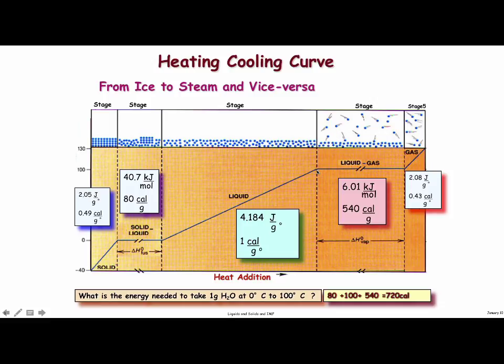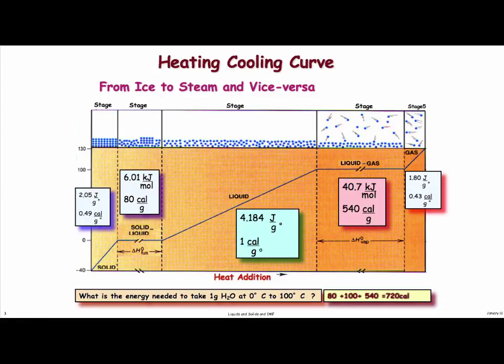But that happens at a constant temperature. It takes 540 calories to take that 1 gram of liquid water and convert it completely to gaseous steam. Only when the last drop of water is converted to steam will the temperature of that steam start to rise. And so what we have here is the heating cooling curve, and it tells you how much energy, whether you're talking about calories, joules, kilojoules, how many calories you need in order to change the temperature of 1 gram of water.